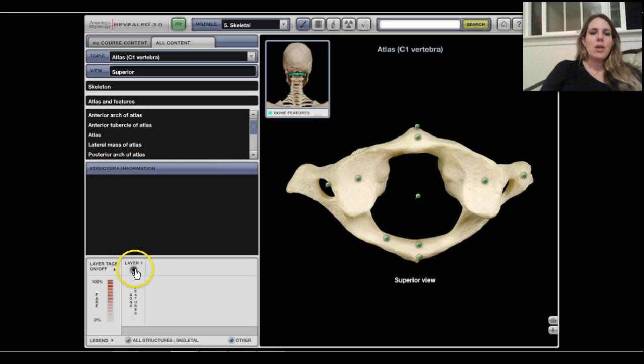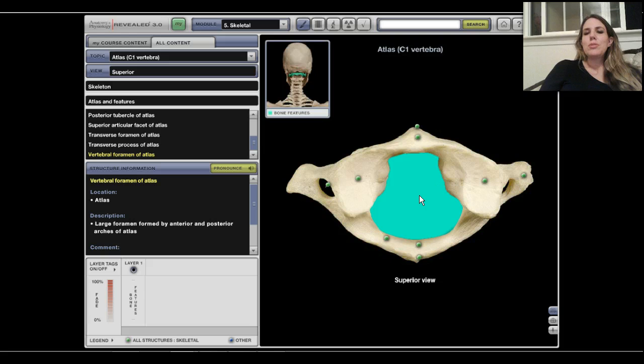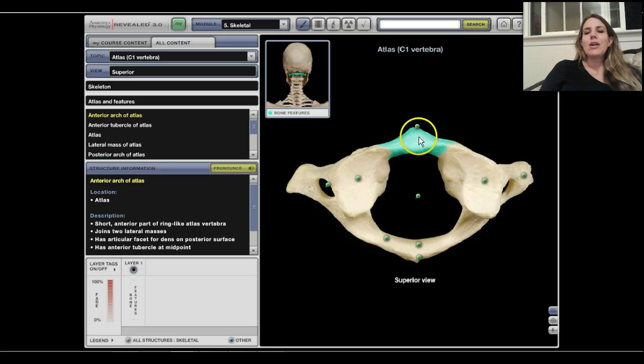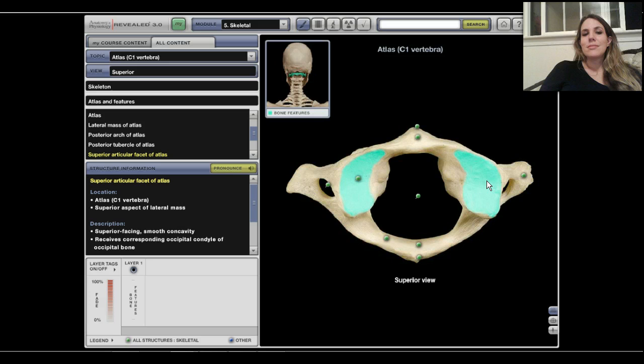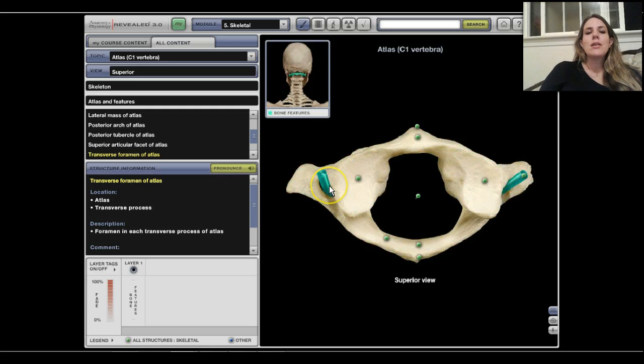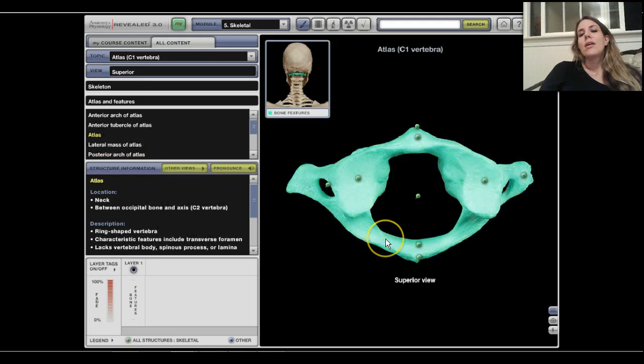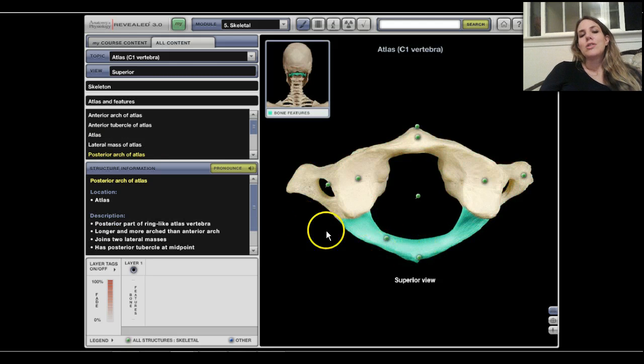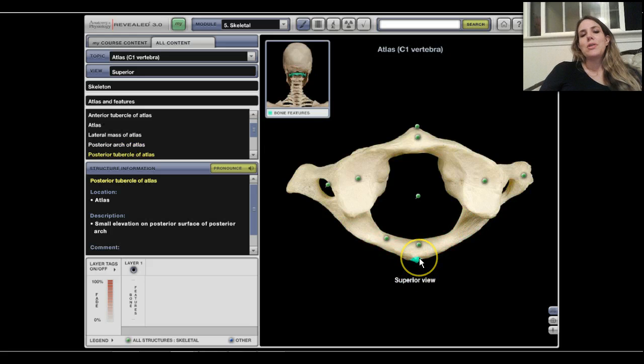Let's turn on our layers here. So that was your vertebral foramen, anterior arch, anterior tubercle, lateral mass with its superior facet. So superior articular, because it's articulating, facet. Your transverse process with its transverse foramen. The whole thing is the atlas. There is your posterior arch and the posterior tubercle. Not so bad, right? Atlas bone, piece of cake, holds up the world.